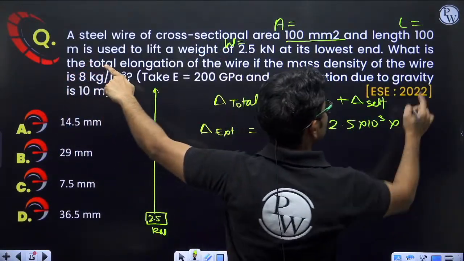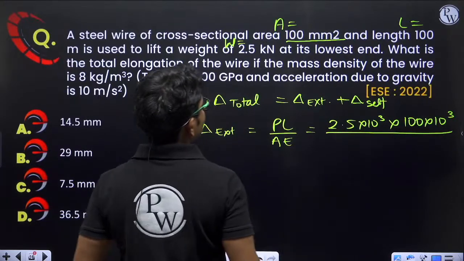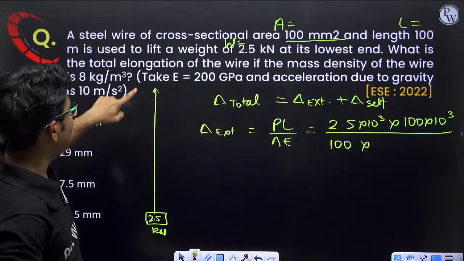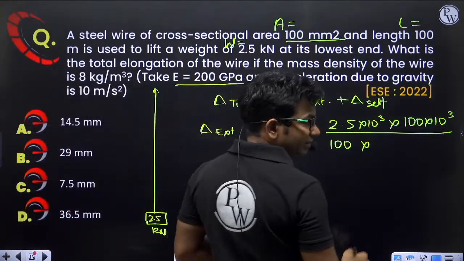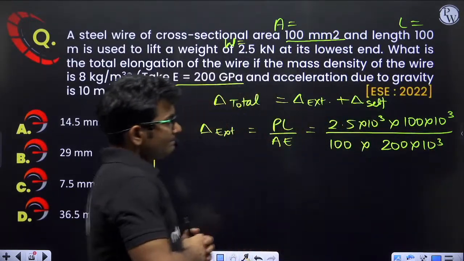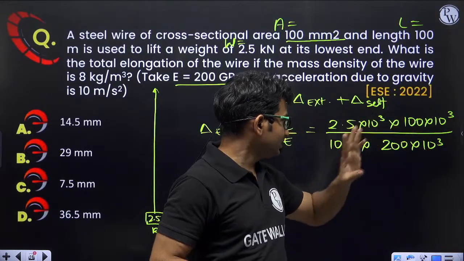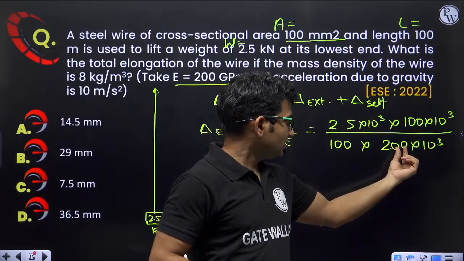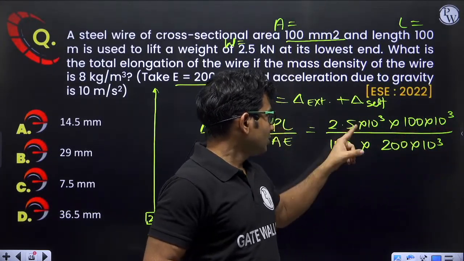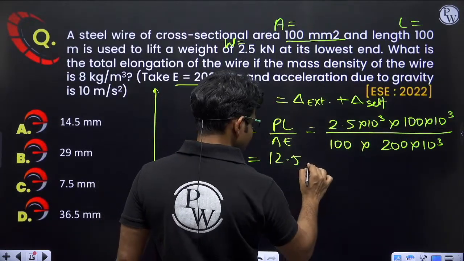Length of the wire is 100 meter. So let us convert this into mm. So 100 into 10 to the power 3 mm divided by the cross-sectional area, which is 100 mm square. E is 200 gigapascal. Let us convert into megapascal. Megapascal means Newton per mm square. So 200 into 10 to the power 3. Okay, now let us calculate. First, let us count the zeros. 3, 4, 5, 6, 7, 8. 8 zeros here. 7 zeros here. So 25 by 2, it will be 12.5. Here we are getting 12.5 mm.